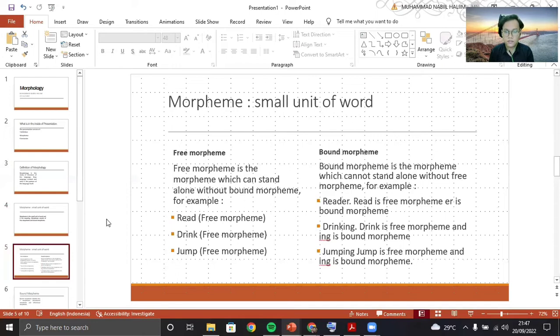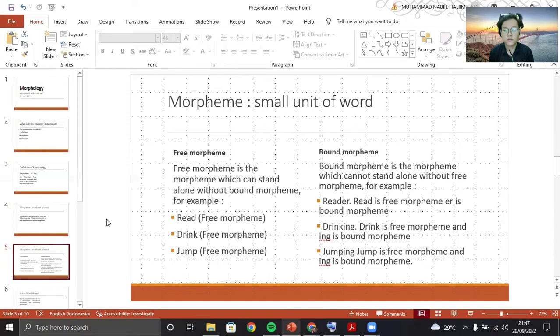So it can stand alone with meaning. For example, read is a free morpheme, drink is a free morpheme, jump is a free morpheme. You can say that it is a free morpheme because it is standalone. The words read, drink, and jump are standalone without any other morpheme. And then we move to the bound morpheme.